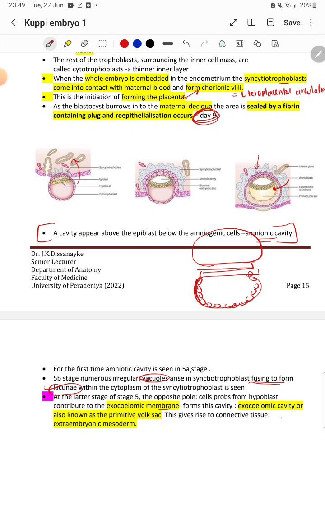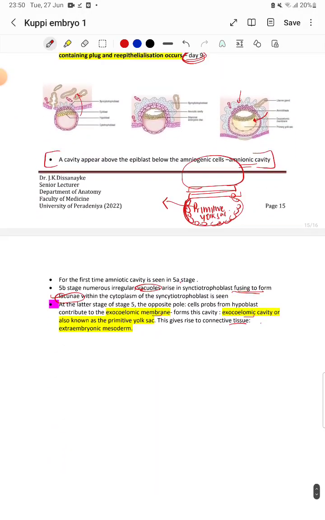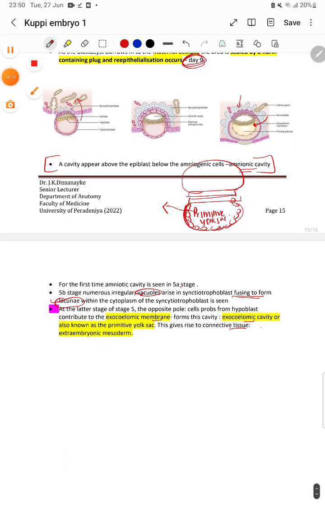Yeah, so this cavity is known not only as the exocoelomic cavity, but also the primitive yolk sac, which we have heard a lot about. So this is the primitive yolk sac, very, very important. And just for reference, it gives you the extraembryonic mesoderm, which we will see in days around 10, 11 and 12. For now, I will pause, and I will make another video talking about the other days and the other parts of embryology.